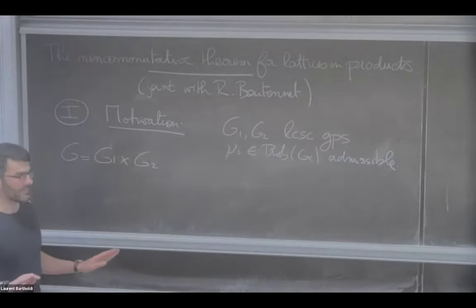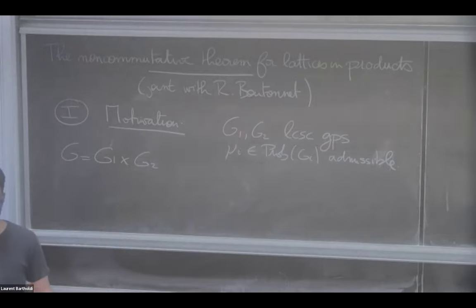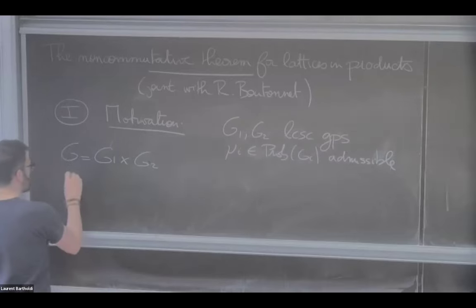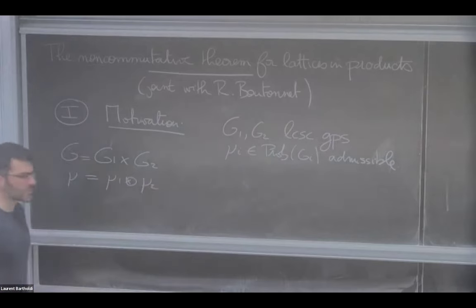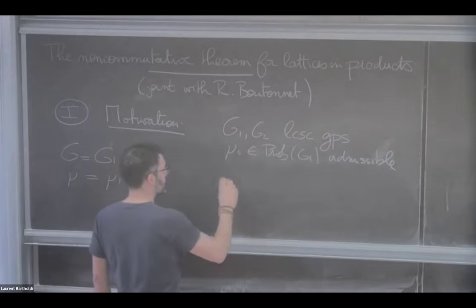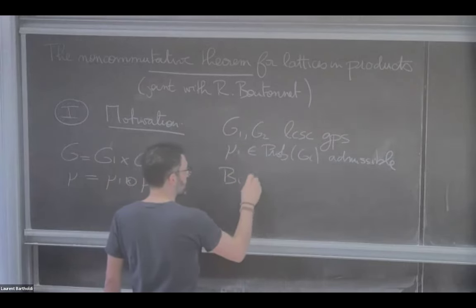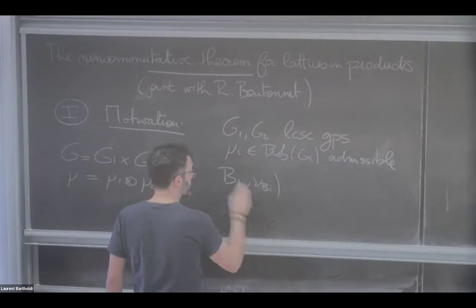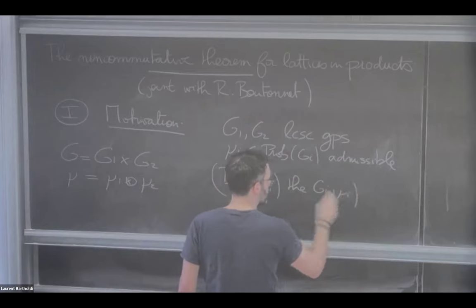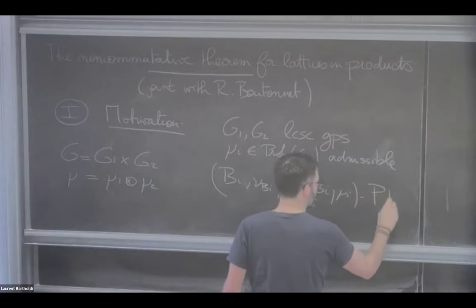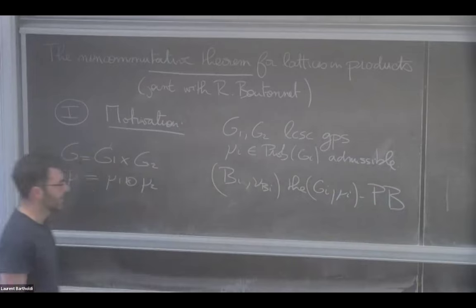Even simpler, you can take it absolutely continuous, I mean, you can take it equivalent to the Haar measure for me. And then you can take mu to be a probability measure, which is again admissible. And then what we are going to do is denote by B_i, say (B_i, nu_i), the (G_i, mu_i) Poisson boundary. Okay, so this is the (G_i, mu_i) Poisson boundary.